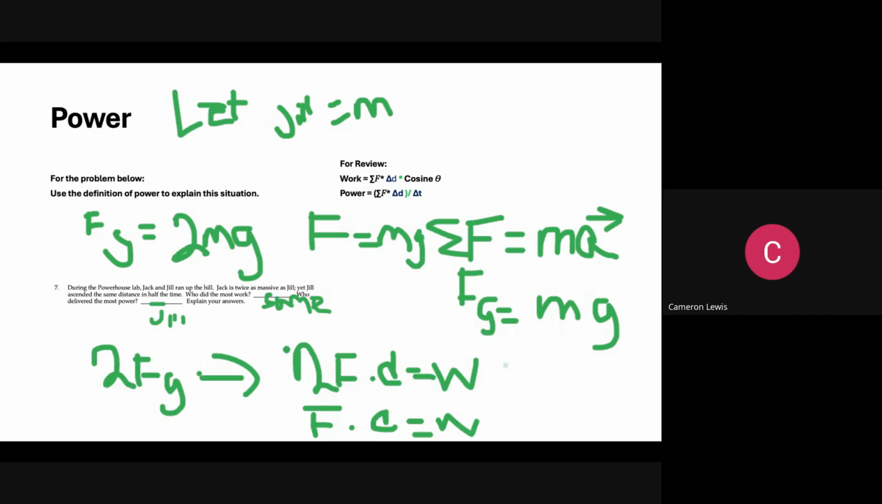Essentially, Jack's work will be twice as much as Jill's, because he has to lift up his more massive body twice as much to go that distance. Does that make sense? Oh, so the power will be the same. Now, why do we say, hold on, do we get the work part? So the work is Jack would do more. He is more massive, so it's going to take him twice as much energy to go that same amount of distance.